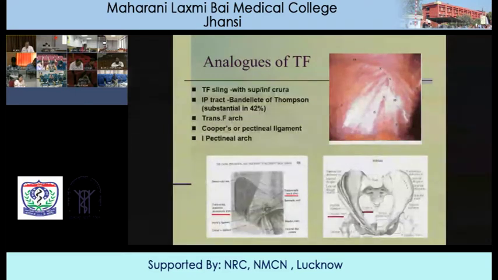Right? The other two analogs are not very important as far as we're concerned. The Cooper's ligament or the pectineal ligament, when you look at this figure, from the pubic tubercle, it is lining the iliopectineal line in this particular area. And what are these fibers in between the inguinal ligament and the Cooper's ligament? The lacunar ligament. And if you see this lacunar ligament and this opening in it, that is the opening through which the femoral hernia starts protruding.